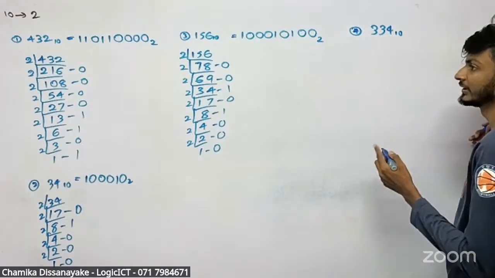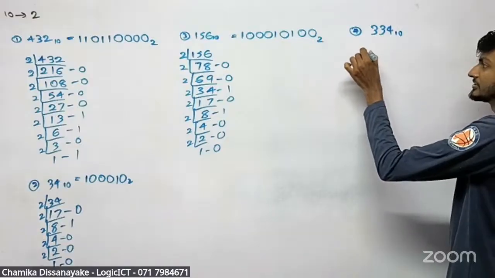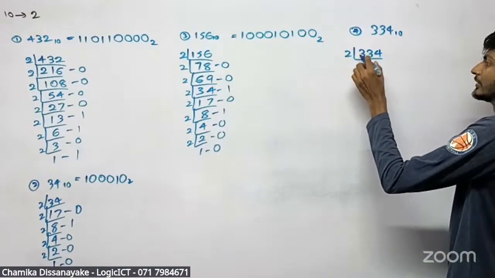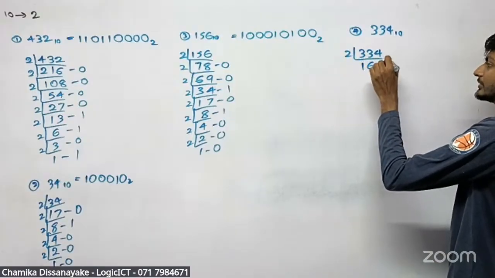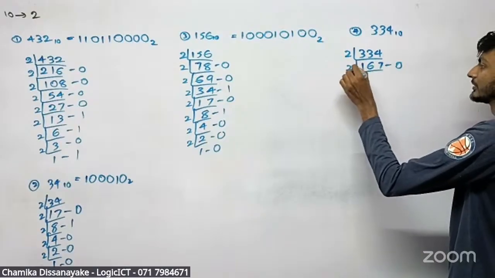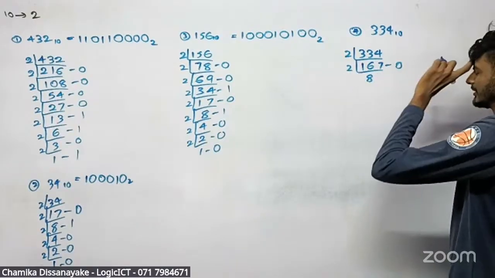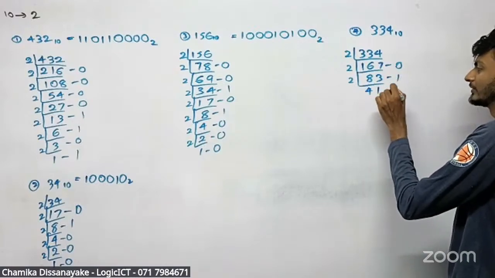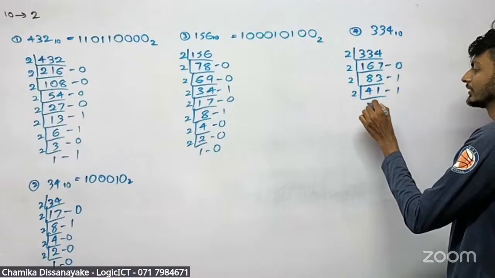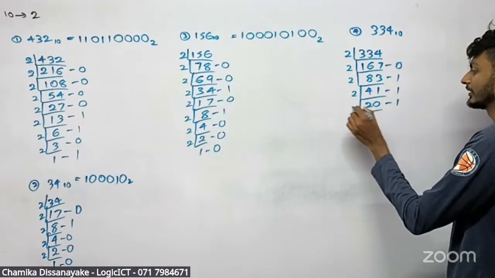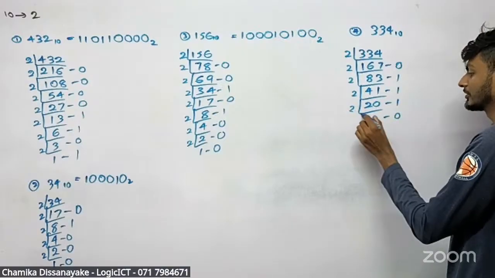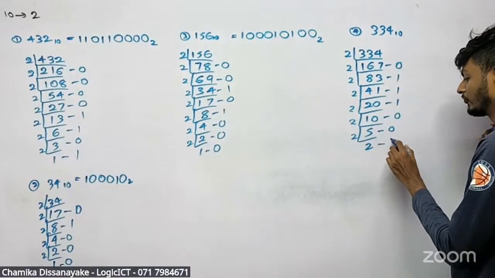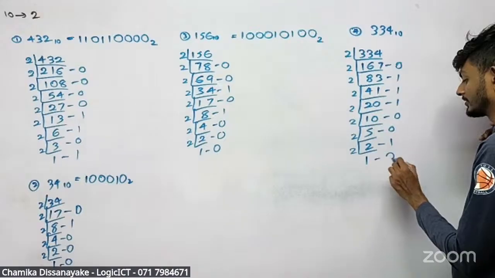Okay, let's see. We have to divide every number by 2. Let's see. 1, and here 6, here 7, 0 remainders. Here 8, and here 3, 1, 4, 1, 1, 21 remainder, 10, 0 remainder, 5, 0 remainder, 2, 1 remainder, 1, 0 remainder.